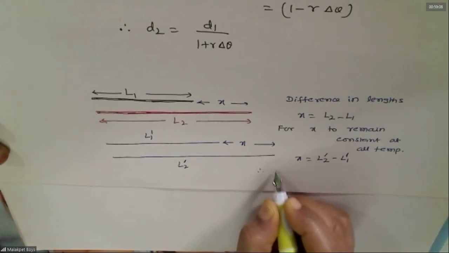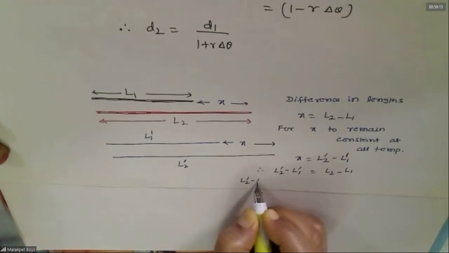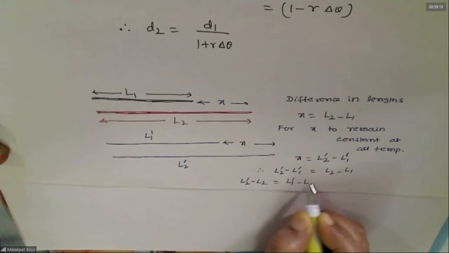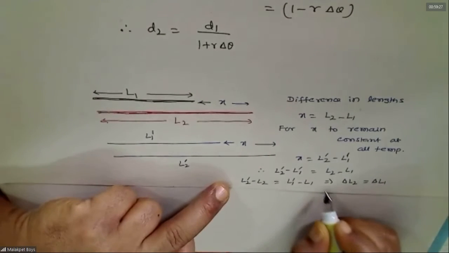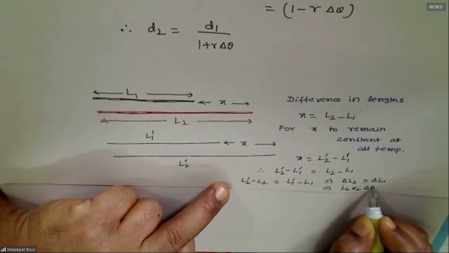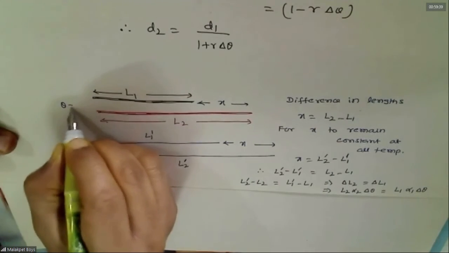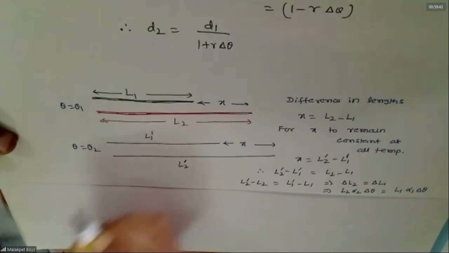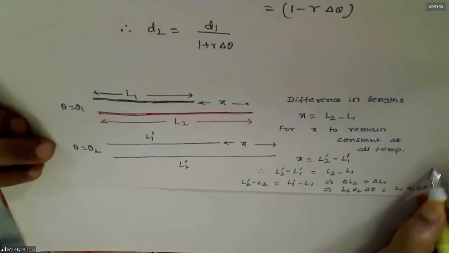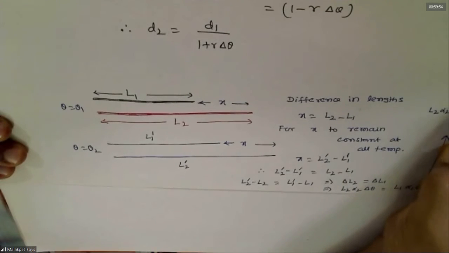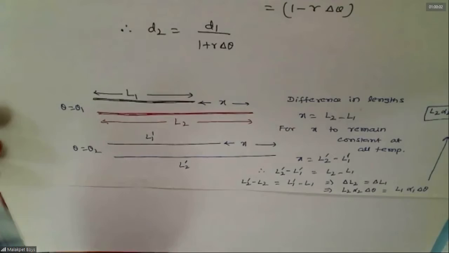Therefore, if you equate these two, this gives you L2 dash minus L2 equals L1 dash minus L1, which is nothing but delta L2 equals delta L1. This is L2 alpha 2 delta theta, and this is L1 alpha 1 delta theta, with delta theta being the same. Agreed? So L2 alpha 2 equals L1 alpha 1. This is the condition for the difference in length of two rods to remain constant at all temperatures.